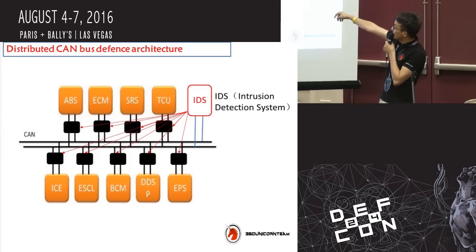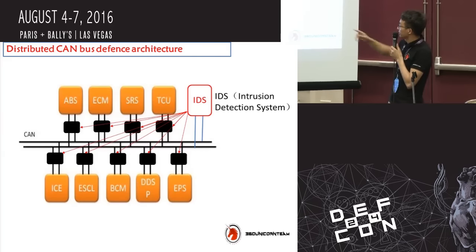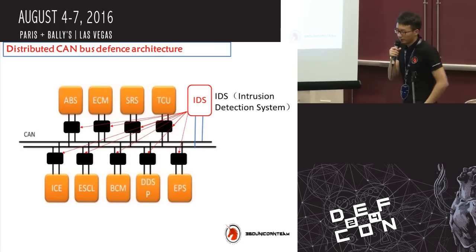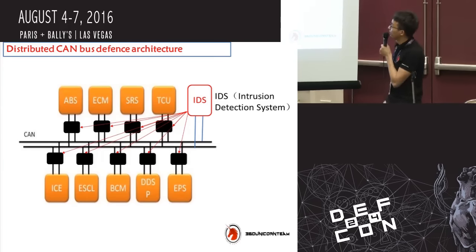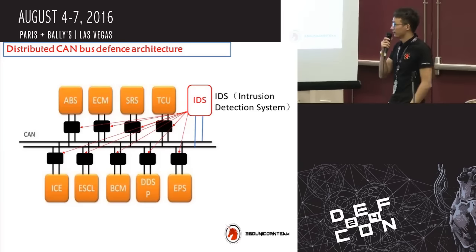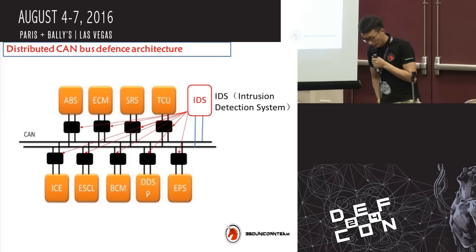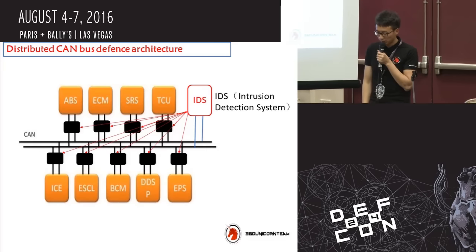I have mentioned that the CAN network architecture has two wires, CAN high and CAN low, and these two wires are connected like this. So how can you defend against the attacks? The first but not practical method is to introduce a gateway between every ECU and the CAN bus, but this requires changes to the basic CAN network architecture, and it's hard to implement.